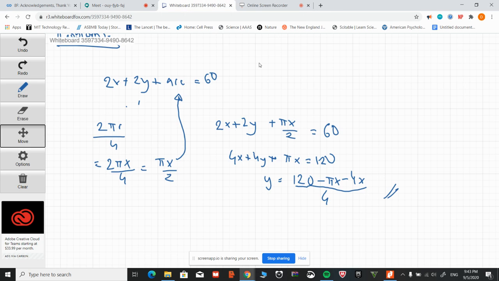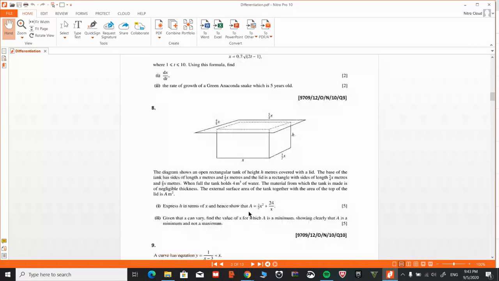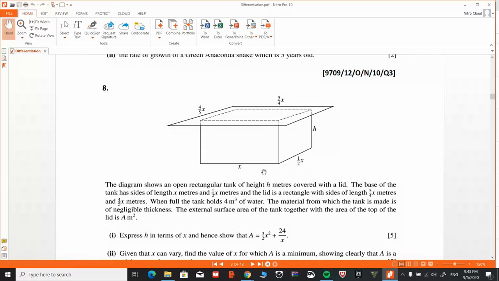8. Question number 8. Okay, so let's take a look at what this is. Diagram shows blah blah blah. So the volume is 4.